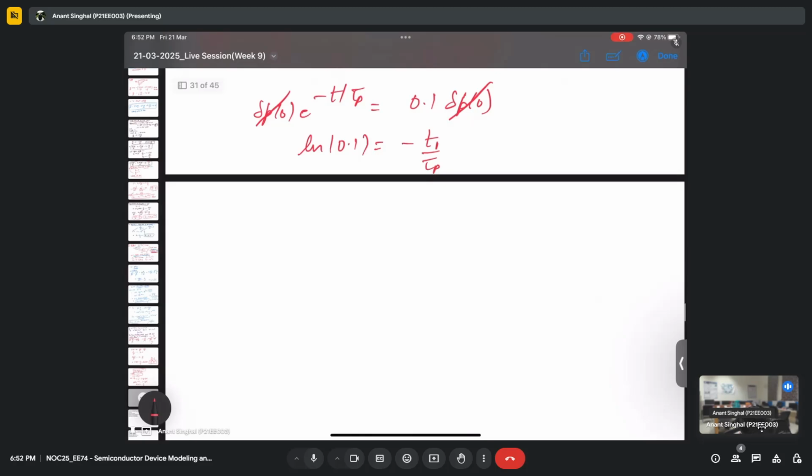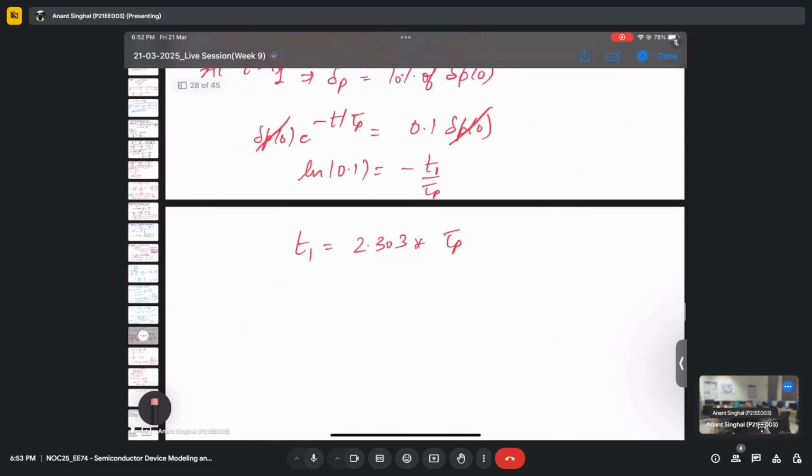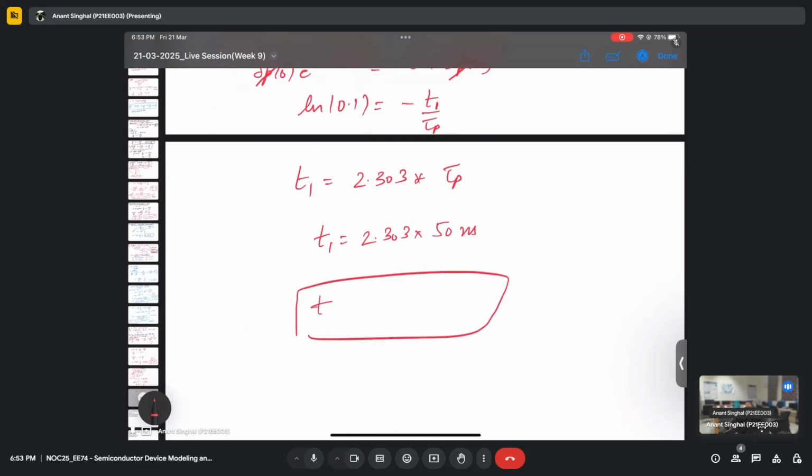So ln 0.1, so t1 is that time. Tau p is 2.303, the minus term will get cancelled out because of 0.1, and multiplied by tau p, and tau p is given as 50 nanoseconds in the problem. If I'm not wrong, what is tau p? Yeah, it is 50 nanoseconds. So t1 will be 2.303 times 50 nanoseconds. So this is the time at which the excess carrier concentration becomes 10% of its initial value.